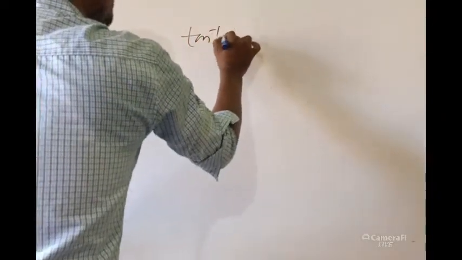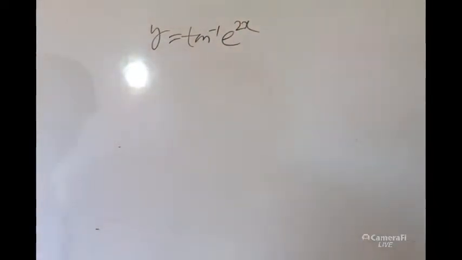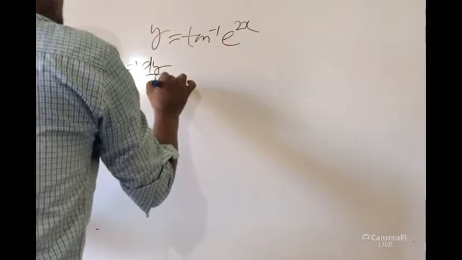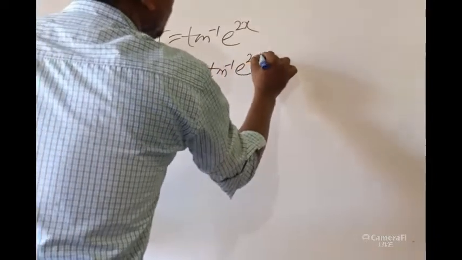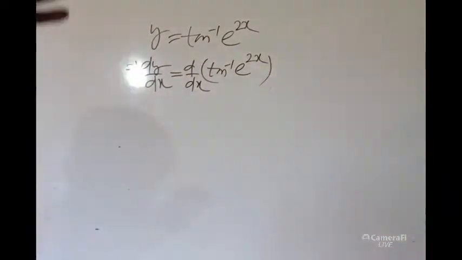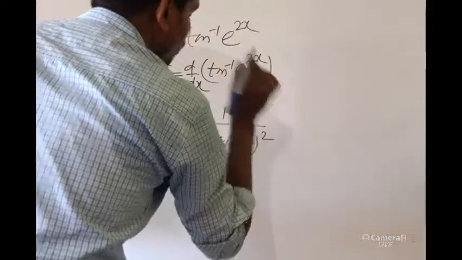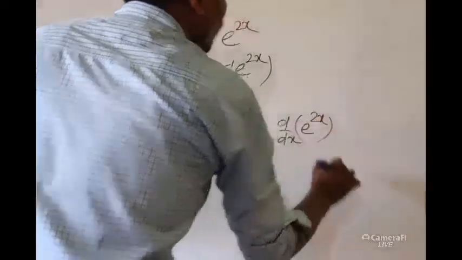Tan inverse e to the power 2x. Okay, tan inverse e to the power 2x, this is y. y equal tan inverse e to the power 2x, and here dy by dx equal d by dx of tan inverse e to the power 2x. Okay, now this is 1 by 1 plus e to the power 2x whole squared. Okay, then derivative of e to the power 2x.